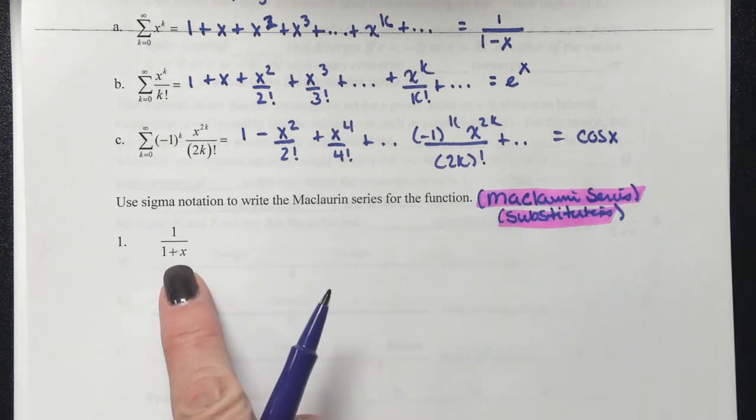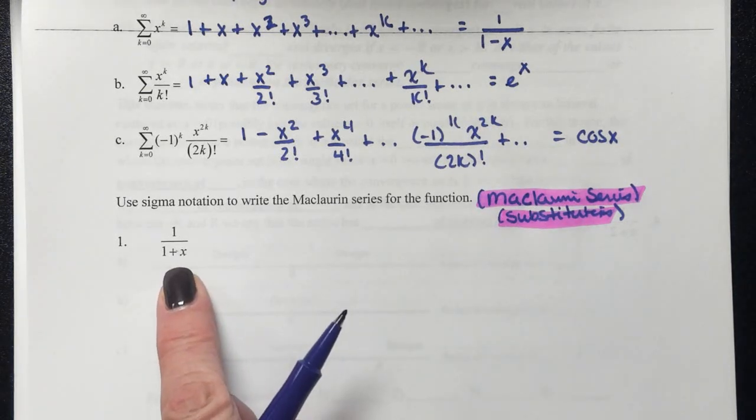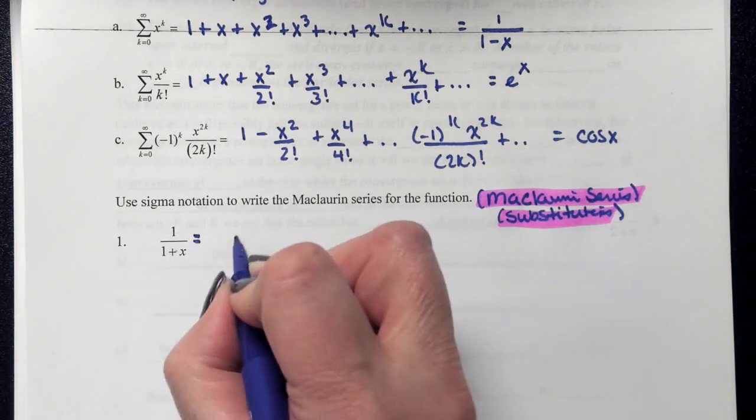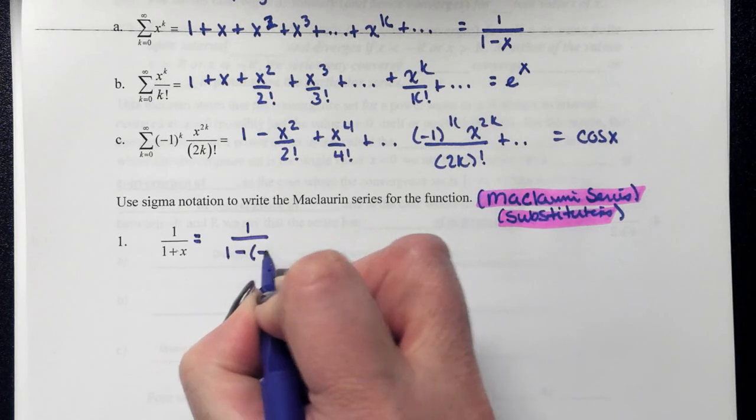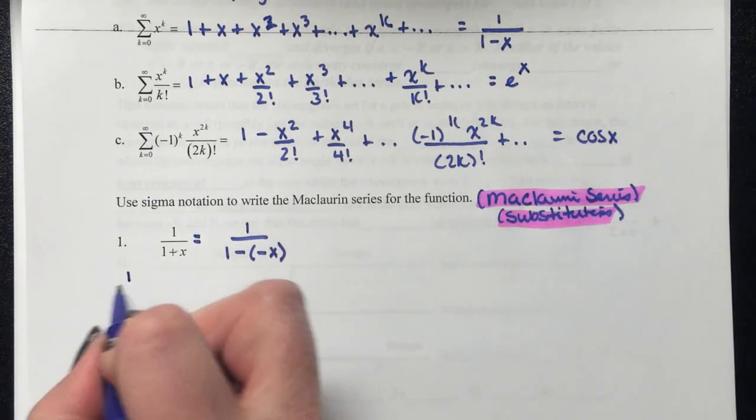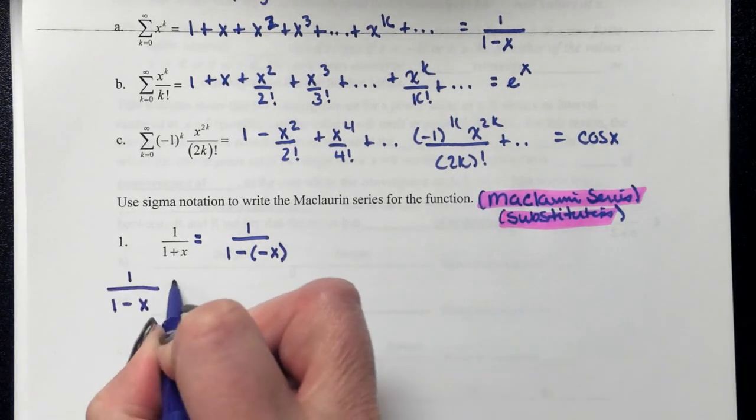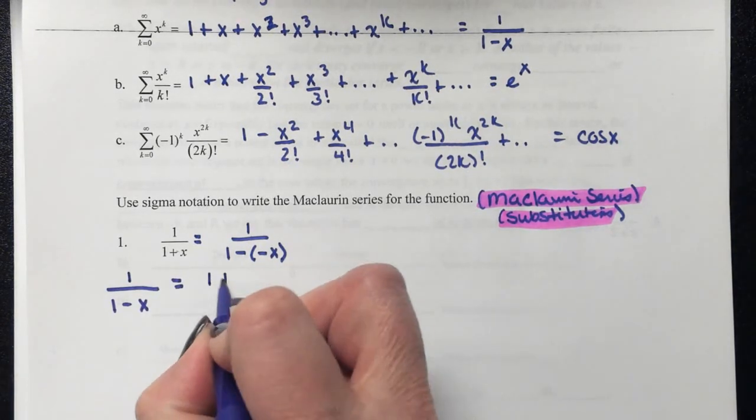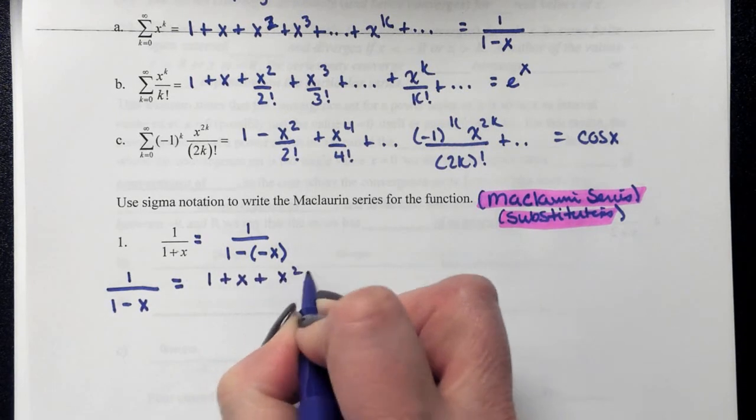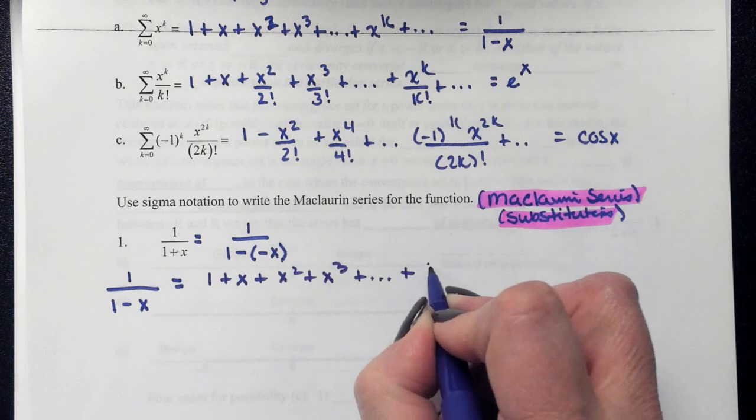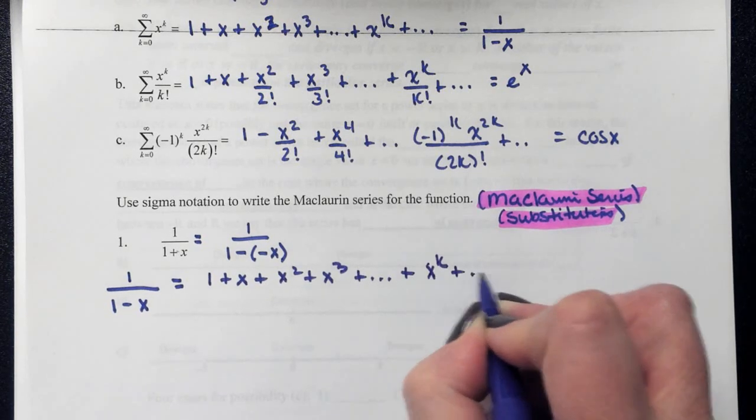So for example, take a look at 1 divided by 1 plus x. Do you agree with me that another way I could write 1 over 1 plus x is 1 over 1 minus negative x? Do you agree with that? They're equivalent expressions. So I know, or hopefully eventually you will have memorized, the Maclaurin series for 1 over 1 minus x, which is 1 plus x plus x squared plus x to the third plus dot dot dot plus x to the k plus dot dot dot.